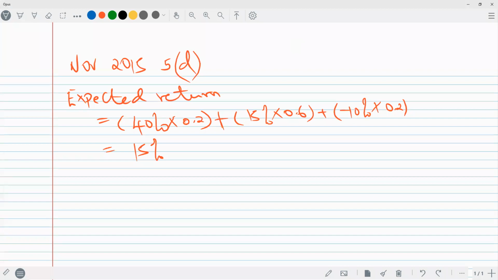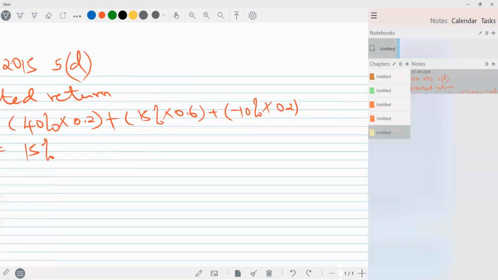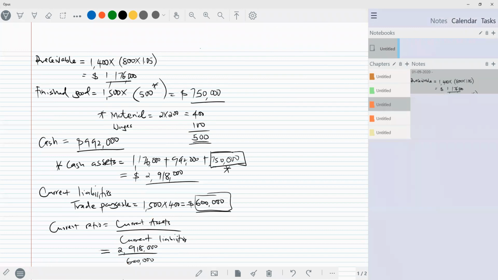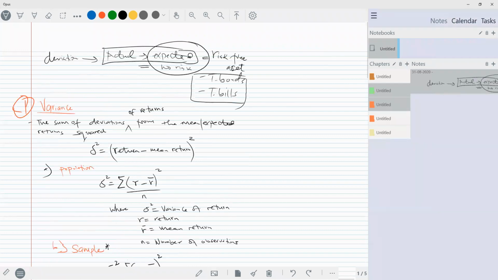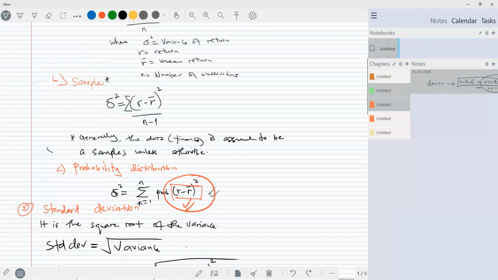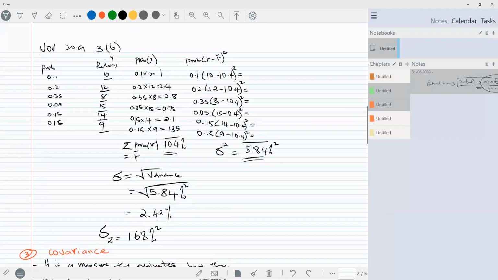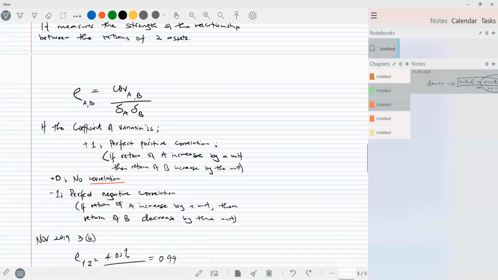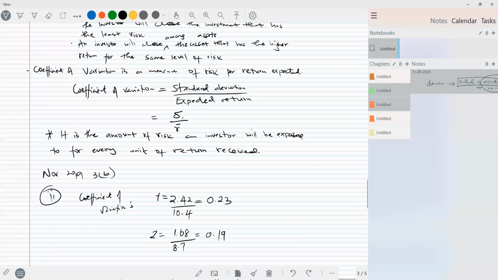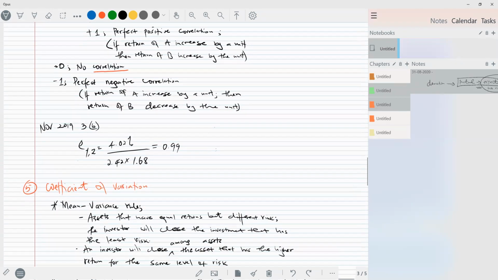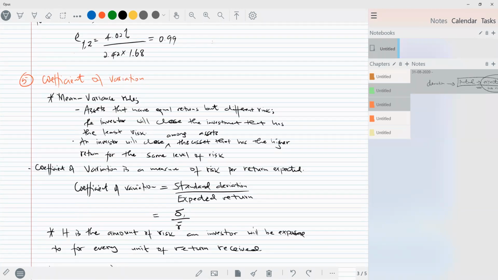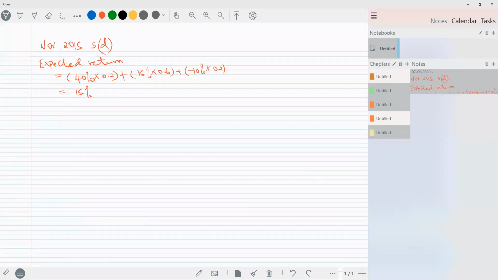Let me see whether I still have my notes with me. I think I gave you these formulas, if I remember. Yes, this is the notes I gave you, isn't it? Standard deviation, covariance, how to get coefficients of correlation between the two stocks, coefficient of variation. I gave you these notes, isn't it? Yes. Fair enough. Okay, great.